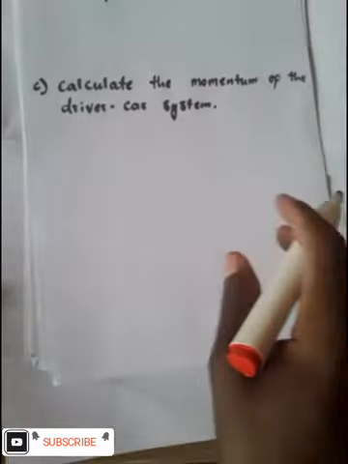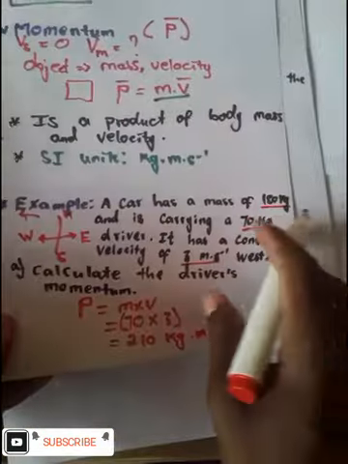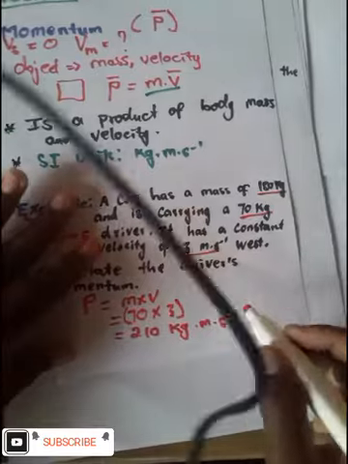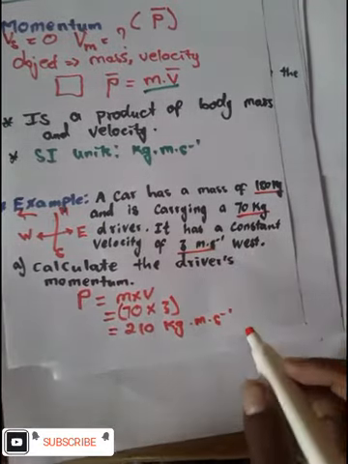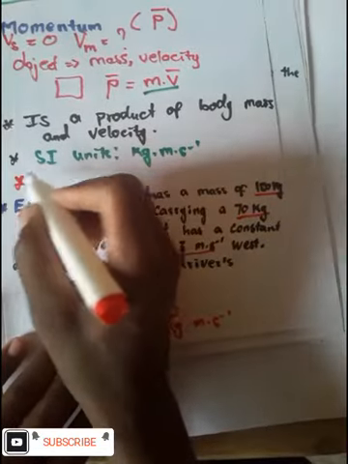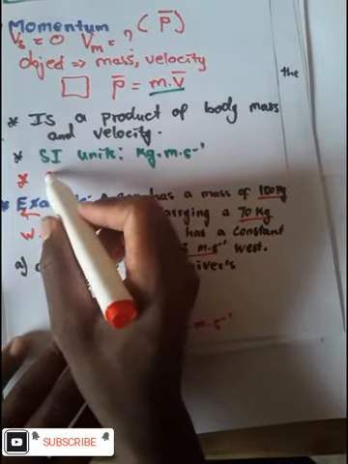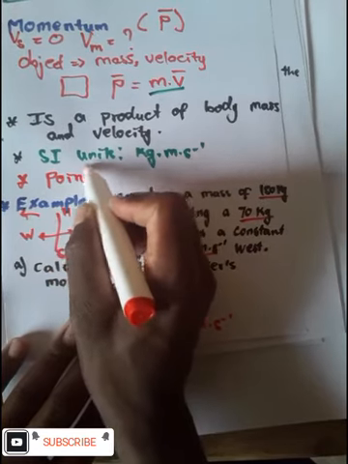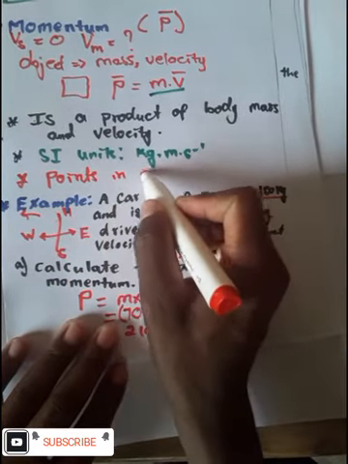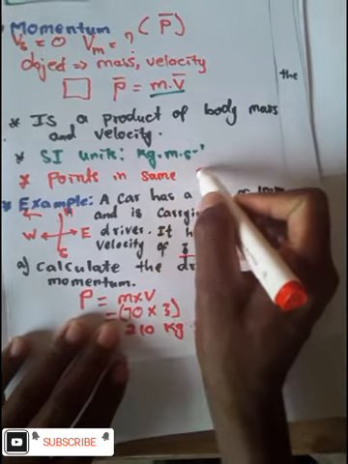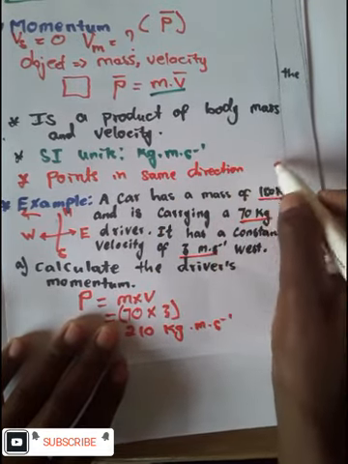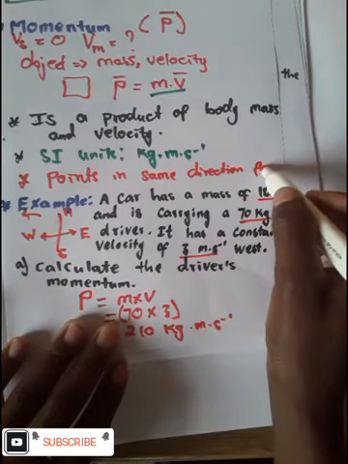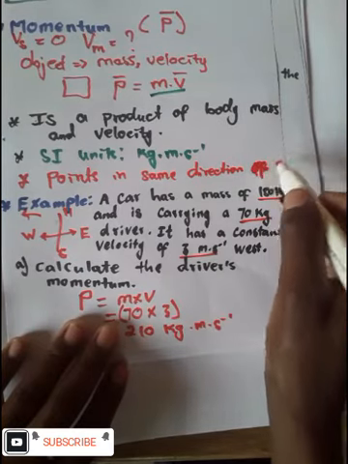Then the second question says draw. Oh, sorry, we have to give the direction here. So since it's positive and the car is going west, momentum always points in the same direction as velocity. Points in the same direction as velocity.